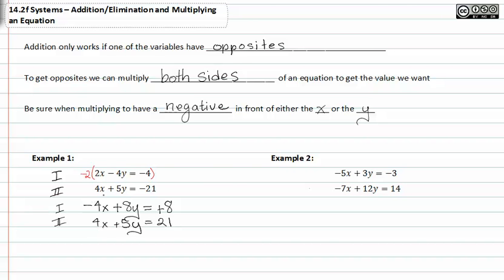Now that we have two opposites with like terms, we can combine them or add them together. So now it's the same process as we were using before. -4x plus 4x is 0. 8y plus 5y is 13y. And 8 plus -21, oops, missed the negative sign, gives me -13. If we divide both sides by 13, y is equal to -1.